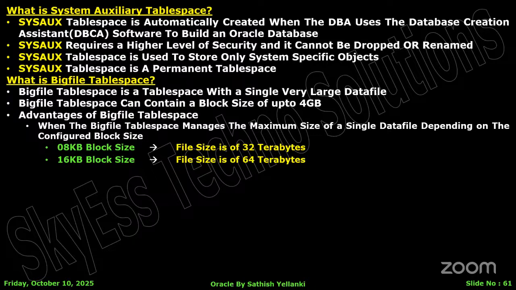Imagine one single file with a capacity of 64 terabytes. And if your block size is configured for 32 kilobytes, then your file can be 128 terabytes at a time. Once Oracle introduced big file tablespaces starting from 10g, the world of data management constructs changed.